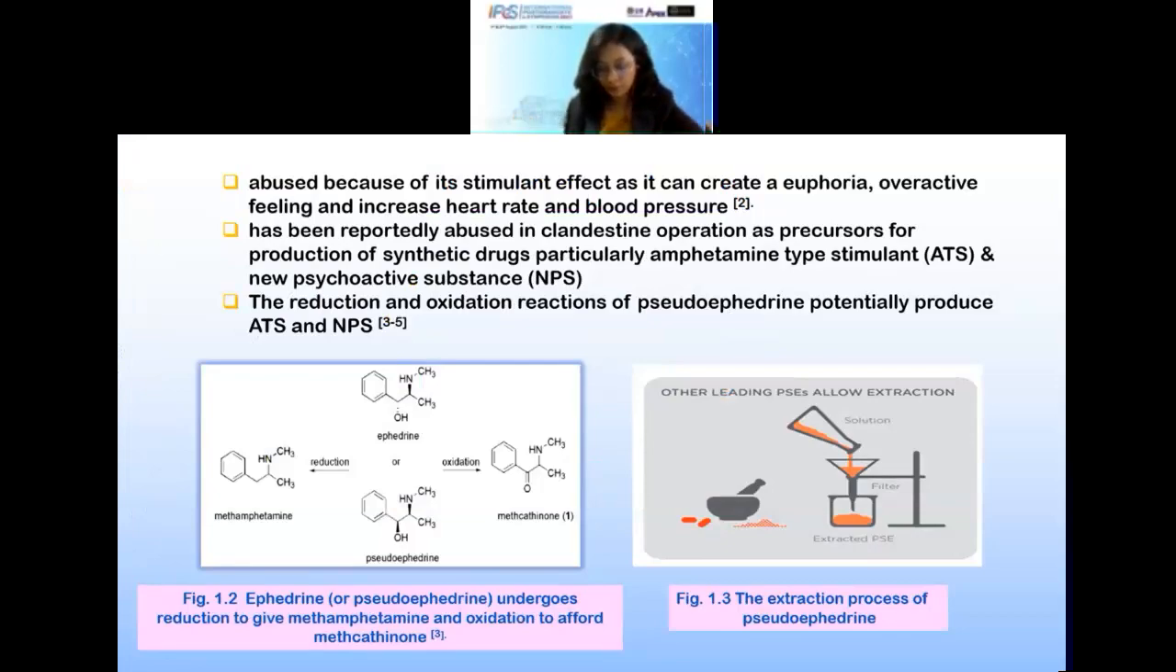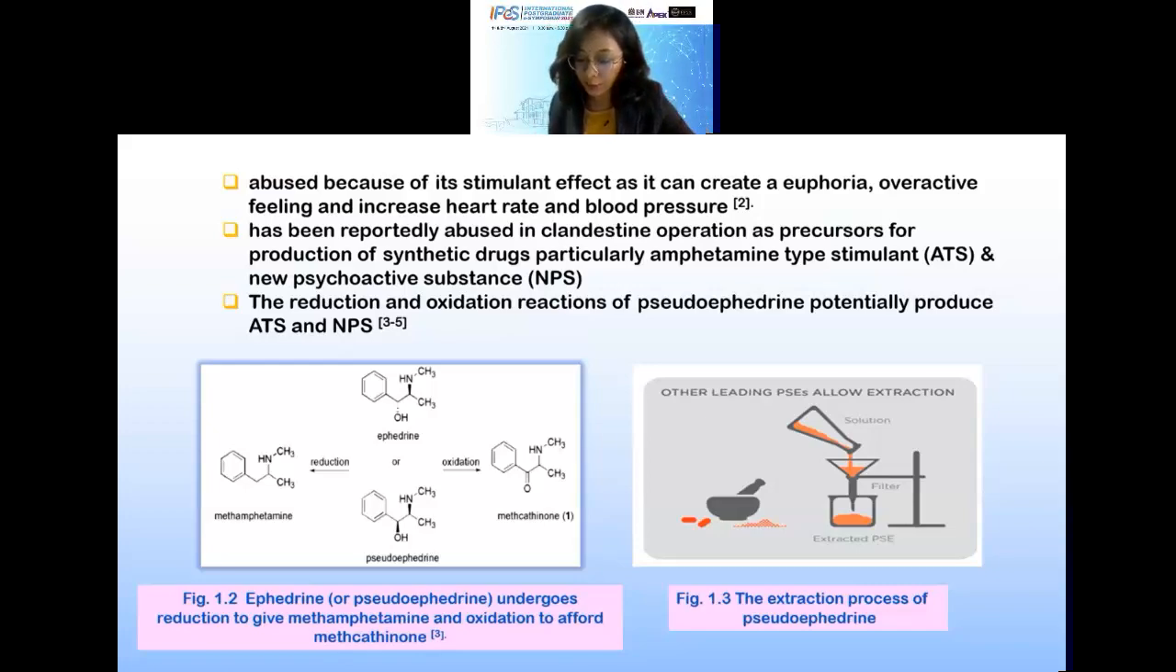Pseudoephedrine is highly abused because of its stimulant effect, as it can create a euphoria, overactive feeling and increased heart rate and blood pressure. It has been reportedly abused in clandestine operations as a precursor for production of synthetic drugs, particularly amphetamine type stimulant and new psychoactive substance. The reduction and oxidation reaction of pseudoephedrine, as in figure 1.2, will afford methamphetamine and methcathinone respectively.